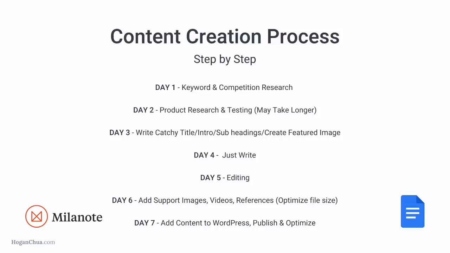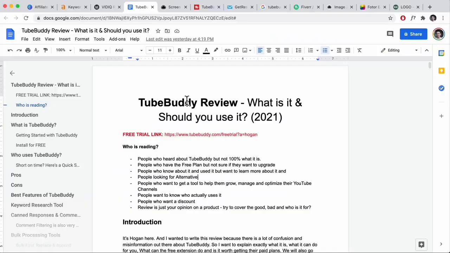So day 3, you can start writing your titles, your introduction, your different subheadings, and you can also create your featured image, right? What I recommend is writing all your content in Google Docs first, because that way you have it saved, right? You don't really want to write directly on WordPress because it's not as easy to edit your content there, okay? So you want to have your content ready in Google Doc, and then you want to transfer it once it's all done, okay?